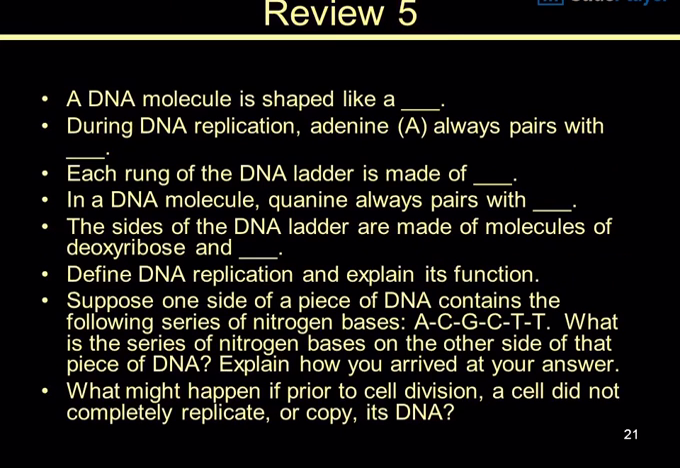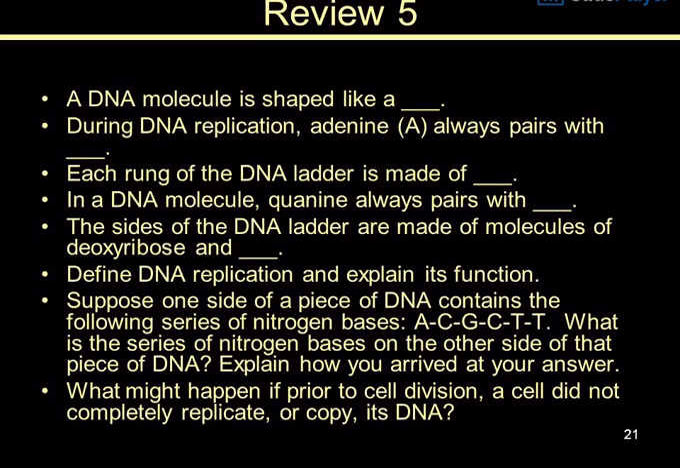Review 5. A DNA molecule is shaped like a _. During DNA replication, adenine, A, always pairs with _. Each rung of the DNA ladder is made of _. In a DNA molecule, guanine always pairs with _. The sides of the DNA ladder are made of molecules of deoxyribose and _.